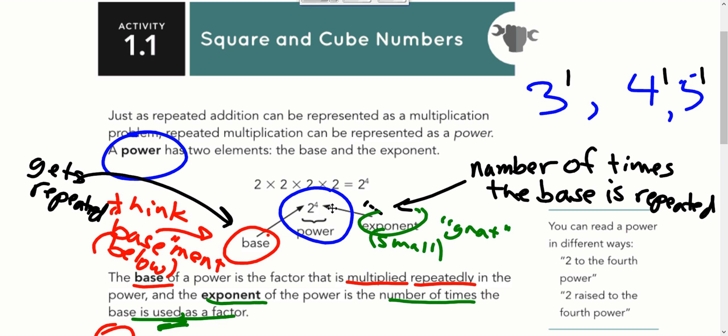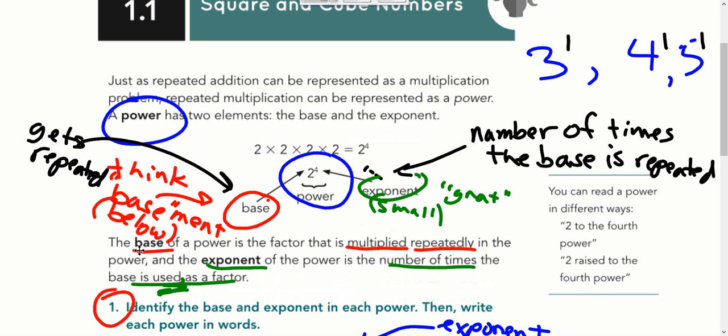And it's kind of weird, but I think of it like a gnat, a tiny insect that's kind of flying up by your ear. All right, there's more reasons than that, but we'll get into that later. So this is the exponent, this is the base. The whole thing is called a power. And then it says the base of the power is a factor that is multiplied repeatedly. Repeatedly means it's the same thing over and over and over again. So the base, 2, gets repeated. 2 times 2 times 2 times 2.